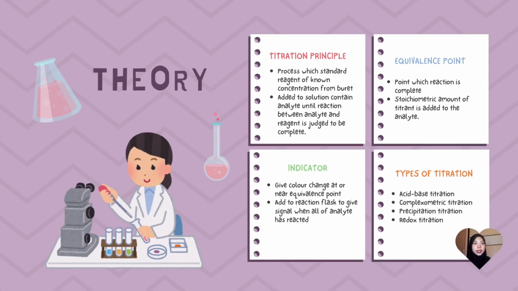The third one is the indicator. An indicator gives a color change at or near the equivalence point, and it can be added to the reaction to give a signal when all of the analyte has reacted. Then the last one is types of titration. There are 4 types of titration. First one is acid-base titration. Second one is complexometric titration. The third one is precipitation titration, and the last one is redox titration.